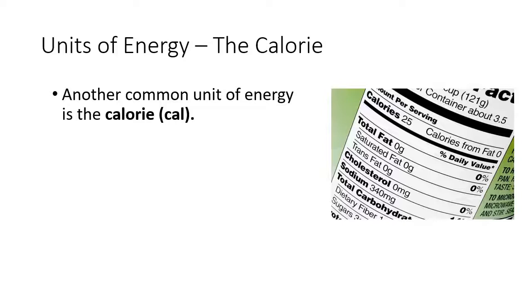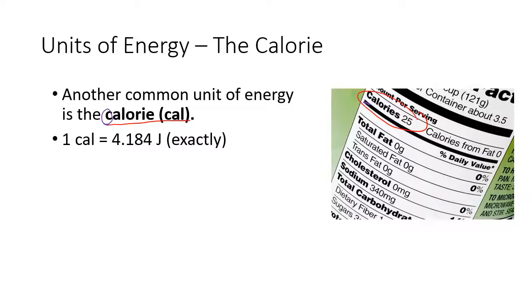Another unit of energy you're most likely familiar with is the calorie. If you've looked at the back of any food label, you've seen that energy is listed in the form of calories. There's 2 different types of calories that are discussed. One where there is a capital C, such as on the back of your food label, and then one that's written with a lowercase c.